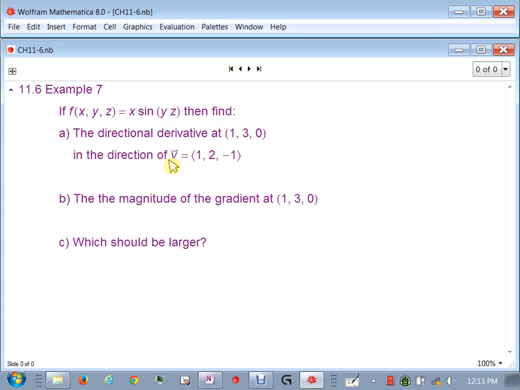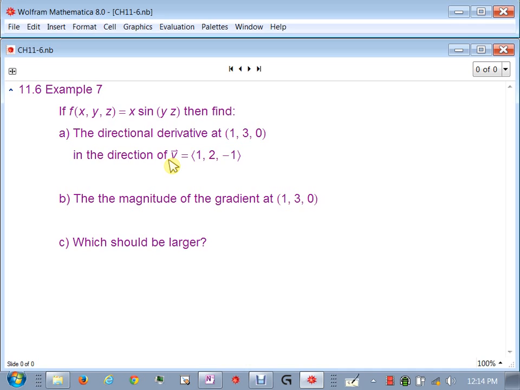So part A is just a computation. Part B is using the power of the fact that the maximum directional derivative occurs when you point in the direction of the gradient.